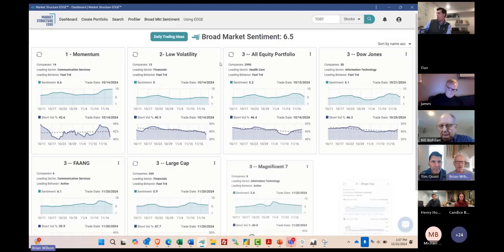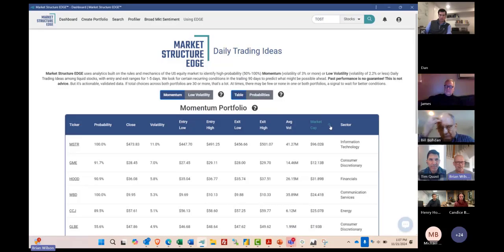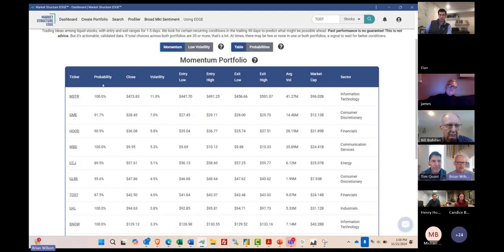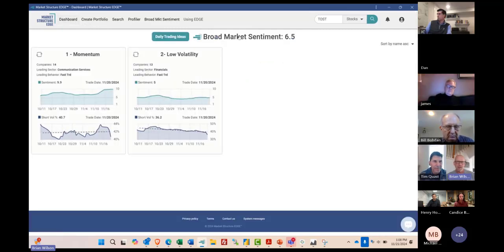Right now, from a daily trading ideas perspective, I traded today, Henry. I actually made money intraday on WBD. It does get a little trickier trading in this environment. There's still a number of names here, a lot of 100% possibilities. Why does it get a little trickier? Because we're at a market turn.